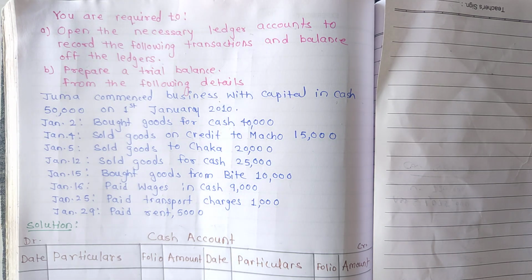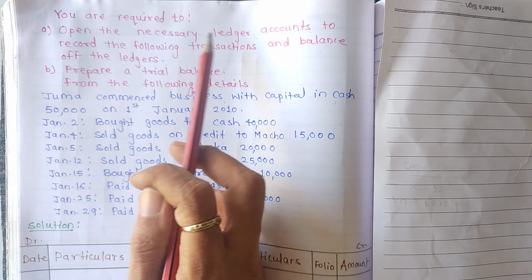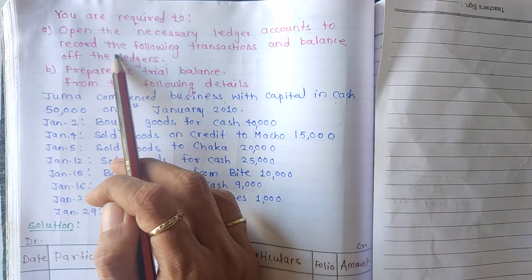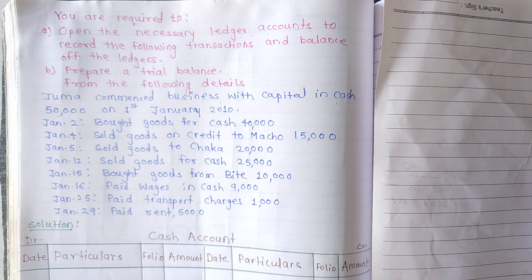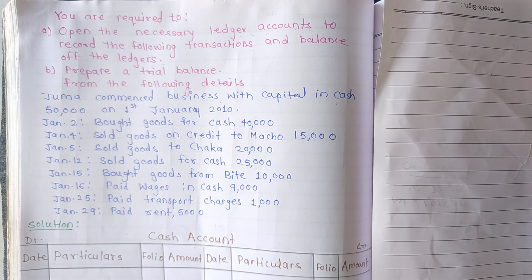Hello students, in this video you are required to open the necessary ledger accounts to record the following transactions. Here some transactions are given like started business with cash, then there are some cash transactions, credit transactions, expenses of the business. So we are going to give the effect of the transactions in ledger accounts.